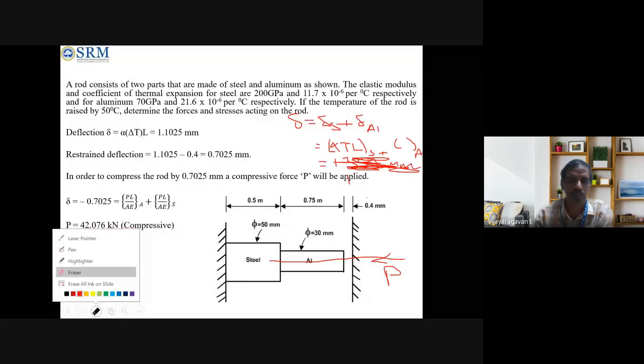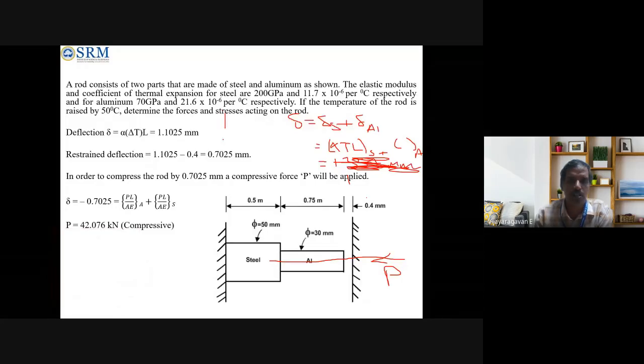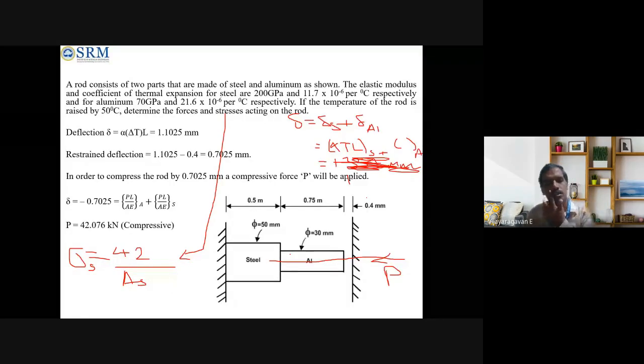The second question is, what is the stress? Stress is force by area. So stress in steel is equal to 42 kilonewton divided by the area of steel. Similarly, for aluminium, 42 kilonewton divided by the area of aluminium. Answers?